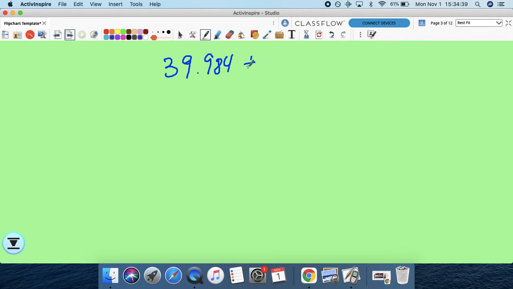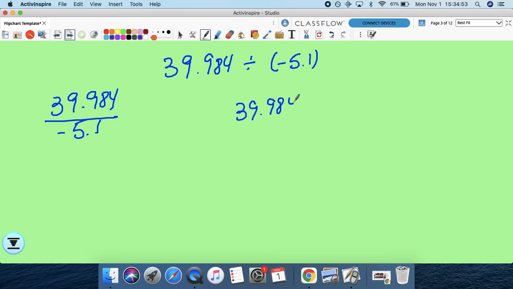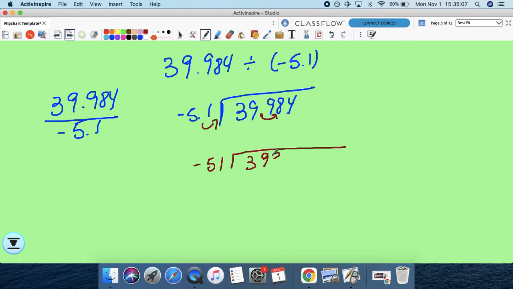39.984 divided by negative 5.1. So we're going to divide 39.984 by negative 5.1. So step 1, the decimal. So that becomes negative 51. This decimal moves 1 over, right? So it's 399.84. 51 goes into 3? No. 51 goes into 39? No. Can 51 go into 399? Yes. How many times?